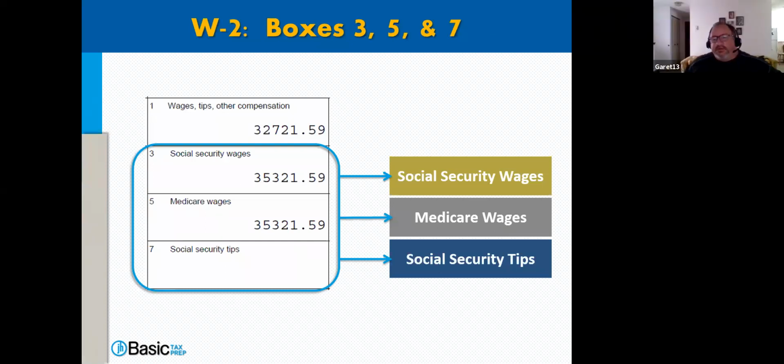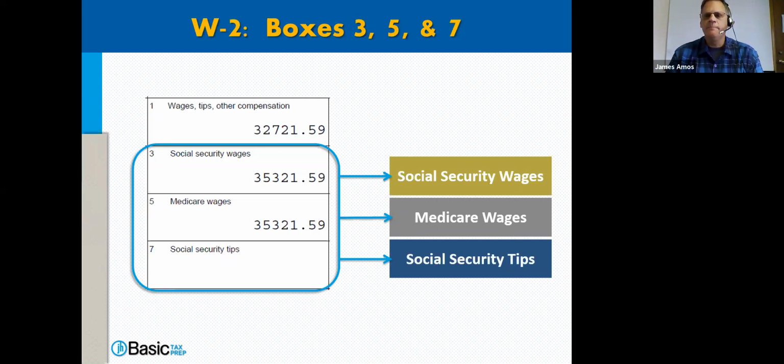Those are tips that are subject to Social Security tax, usually like allocated tips that weren't reported by the employee. Okay, you're basically right, Garrett. Just to clarify, because I think you threw something extra in there, box 8 is the allocated tips. But box 7 is actually the Social Security tips that are reported. Okay, so we'll talk about that in a minute.